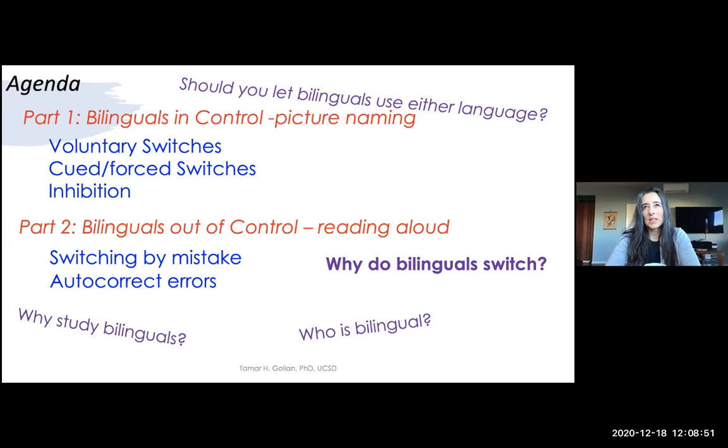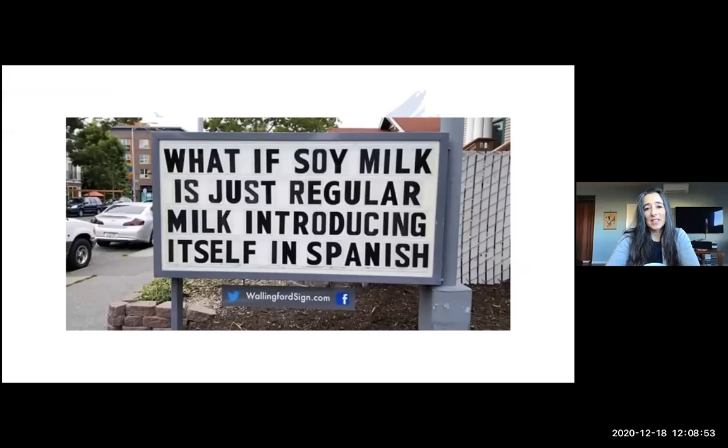Well, sometimes they switch just to be funny. So like, what if soy milk is just regular milk introducing itself in Spanish? So those of you who know Spanish might have chuckled there. And what this kind of joke demonstrates is something that a lot of the early research on bilingualism established, that even when you're using one language, just one language, both languages are active and accessible, which is what makes something like this funny.